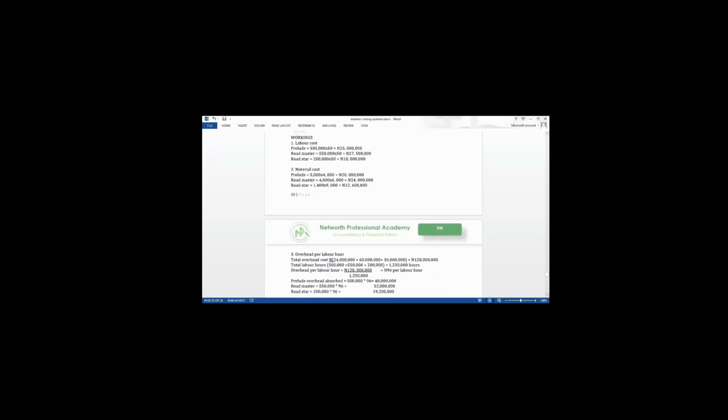This will not change. Material cost for Prelude, 20 million. Material cost for Roadmaster, 24 million. Material cost for Roadster, 12.6 million. This will not be affected. It is only the overhead cost that we now change. Look at the overhead cost now. We need to go to our working. We are going to treat the overhead individually now.